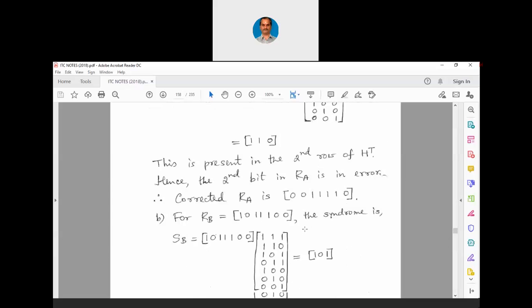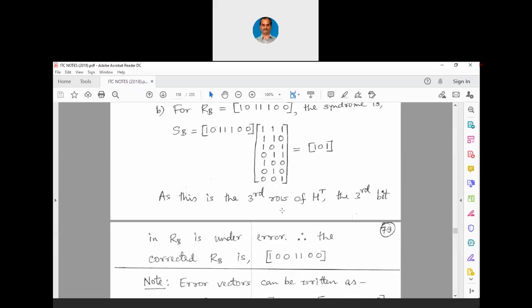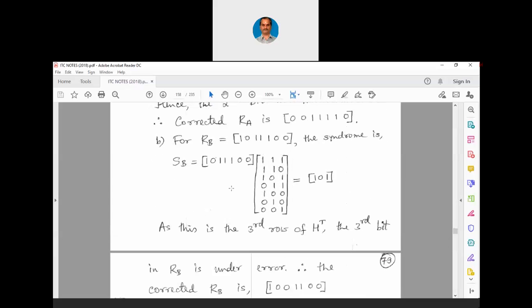Now, for the second one, for RB equals 1011110. Sorry, 1011100. Let us calculate the syndrome. In the same procedure, the syndrome is 101. Now, 101 is present in the third row. As this is the third row of H transpose, the third bit in RB is in error. Therefore, the corrected RB, with the third bit flipped, is 1001100.